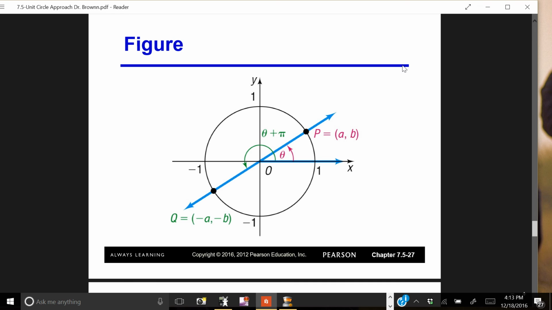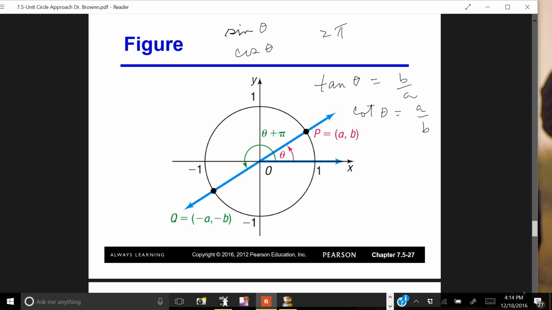Now, the fundamental period of sine and cosine is 2 pi. But notice, for tangent and cotangent, the fundamental period is not going to be 2 pi. It's going to be less than that because, remember, tangent of theta is equal to b over a, and cotangent of theta is equal to a over b.